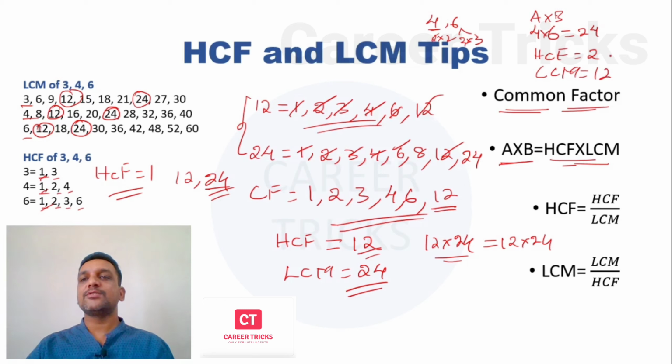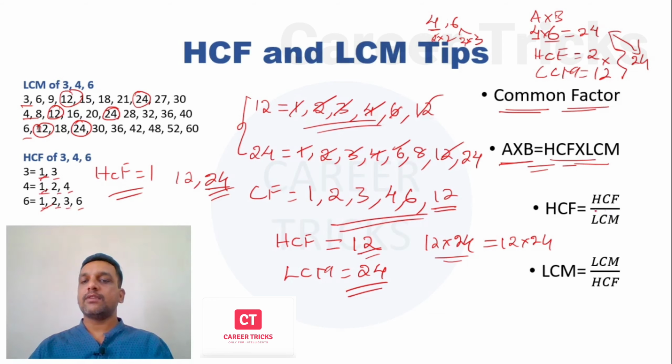If you multiply these two, LCM and HCF, what do you get? The same answer, 24. These two are the same, right? That's why we say A into B: whatever two numbers, we find the LCM and HCF, and multiplying those two numbers and multiplying HCF and LCM, both are equal.